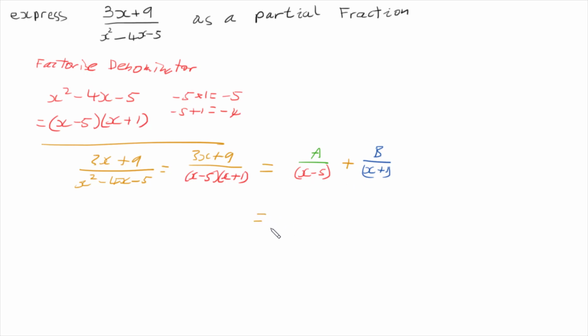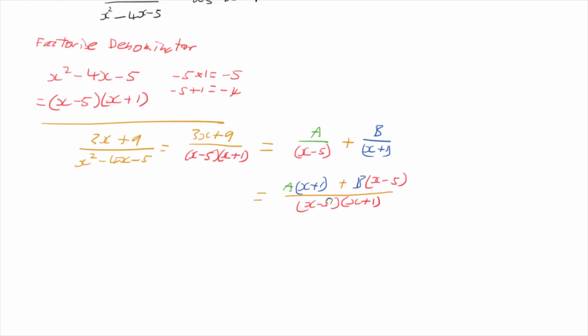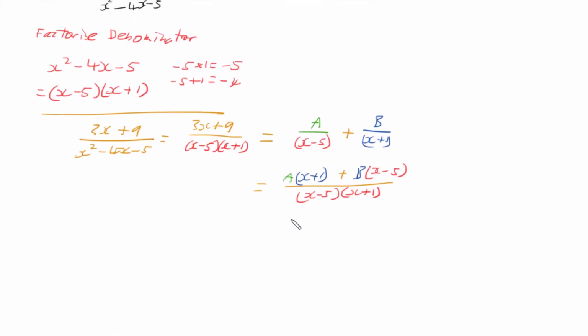So if I add these two together, that means I've got to do my A times the bottom right denominator, and then I've got to add on my B times the bottom left denominator, and that's all going to be over our initial (x minus 5) times (x plus 1). So add those two fractions, do my multiply up, multiply the numerators. And then I'm going to expand these brackets.